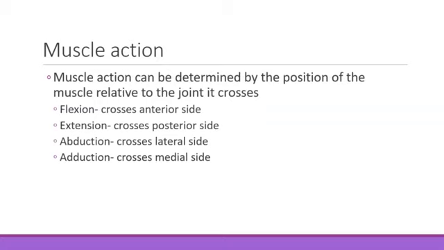So muscle action can be determined by the position of the muscle relative to the joint it crosses. So we've talked about flexion before. Flexion is when the muscle crosses the anterior side of a joint. Extension is when the muscle crosses the posterior side of the joint. Abduction crosses the lateral side of the joint, away from the midline, and we know that adduction crosses the medial side or goes towards the midline of the body.